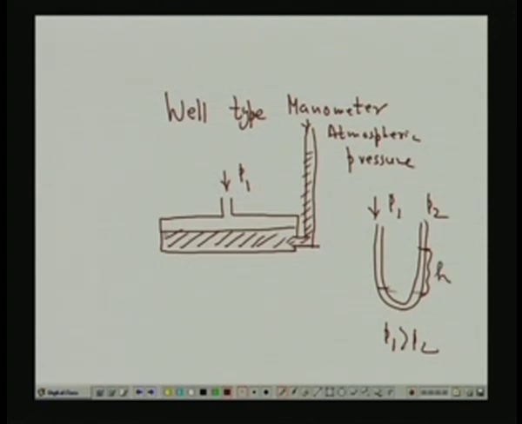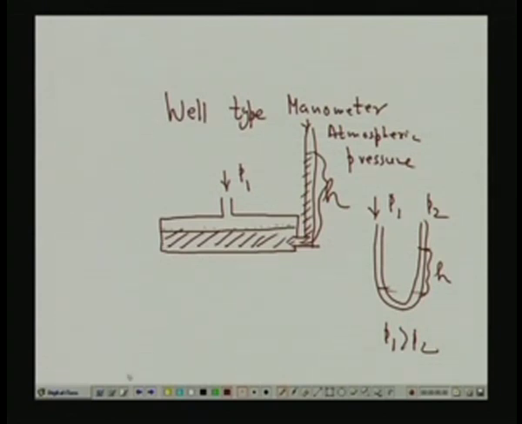Now, here, if the pressure P1 is higher than atmospheric pressure, the liquid in the well will come down by an infinitesimally small length. So I have to measure only this one height h. I should not bother about the difference in height of the liquid in the well. When the pressure is relieved, the liquid comes back to its previous position. So that is the advantage of the well type, or cistern, manometer.